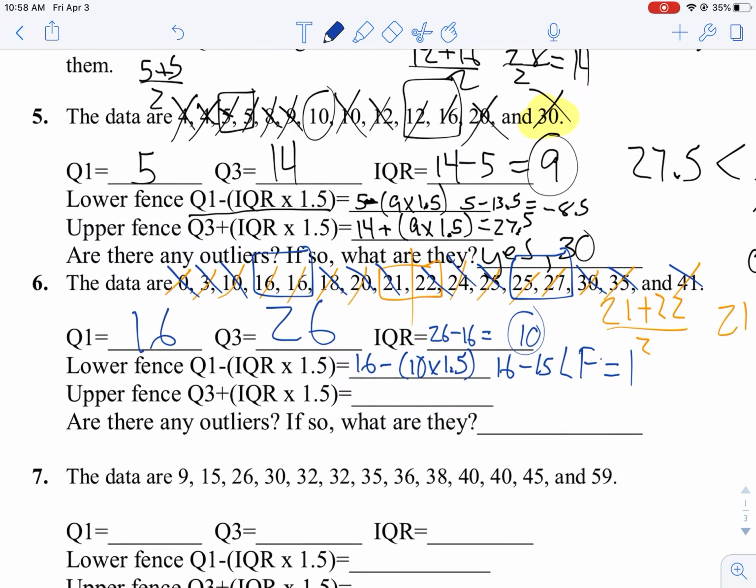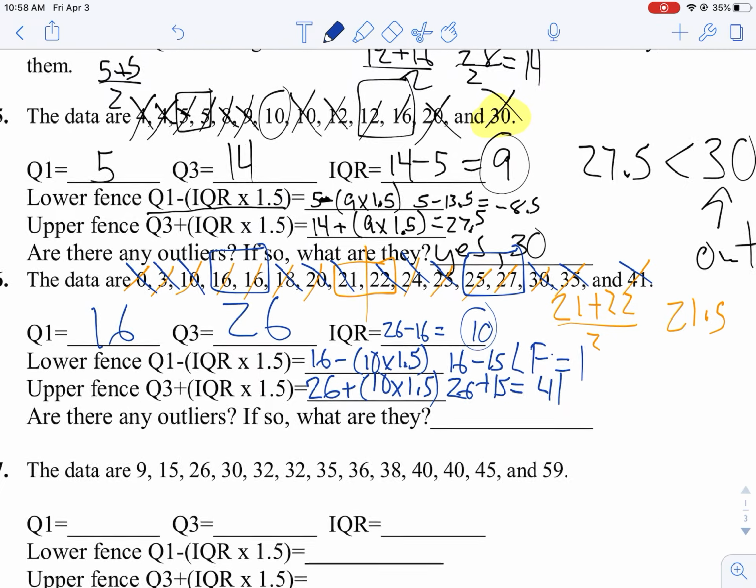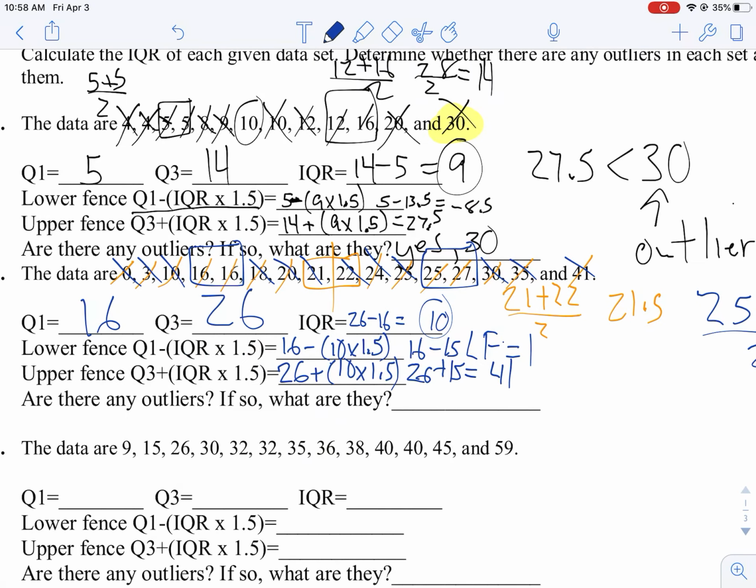The next, Q3. We have 26 plus, and remember 10 times 1.5. And so that's going to be 26 plus 15. And that's going to equal 41. Believe it or not. So that's my upper fence. So that's my cutoff point.